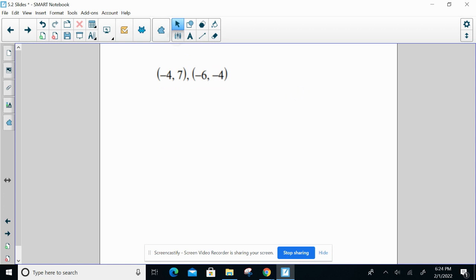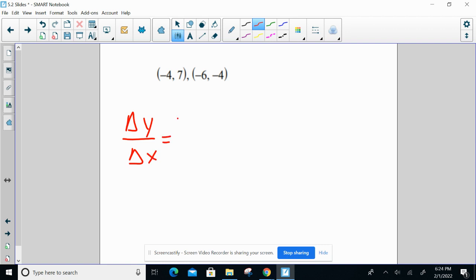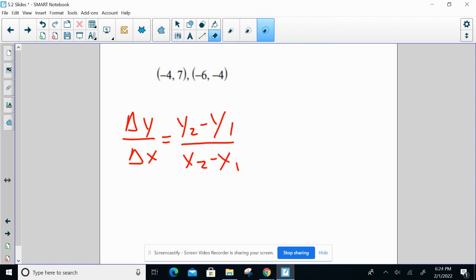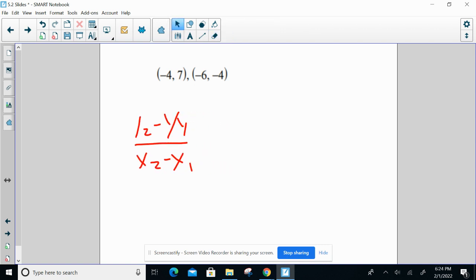All right. Again, I'm going to write the formula. Change in y over change in x. And this is just another way to write change in y over change in x. I like to write the whole thing. Ultimately, for this, if you need to find the slope with just 2 points, you can just write this. That's fine. Cool.